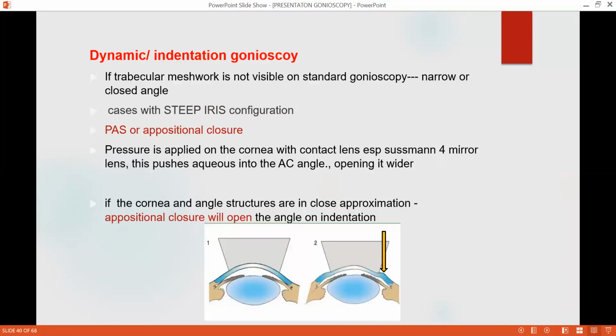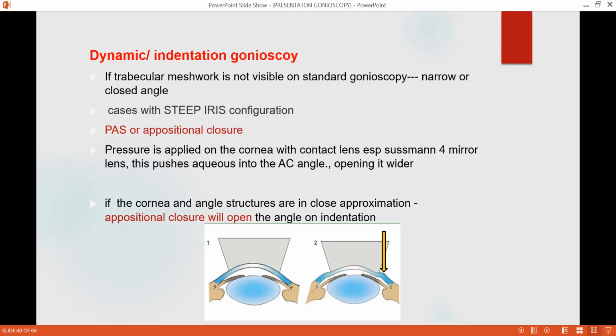The other type of gonioscopy is dynamic or indentation gonioscopy. It is performed when, after doing a standard gonioscopy, you are not able to see the trabecular meshwork, which indicates that the angle is narrow or closed, or if the iris has a steep configuration. So you need to find out whether it is actually a closed angle or it is because of peripheral anterior synechia. So it mainly differentiates between synechial closure and appositional closure. It is particularly done with the help of 4-mirror lenses. You put the lens on the cornea and apply gentle pressure.